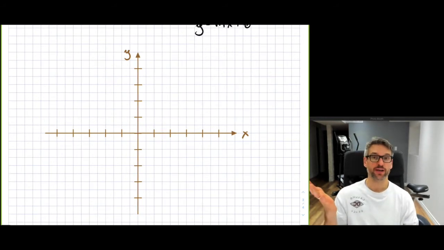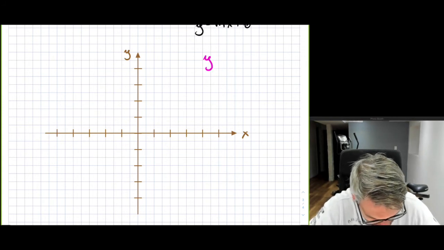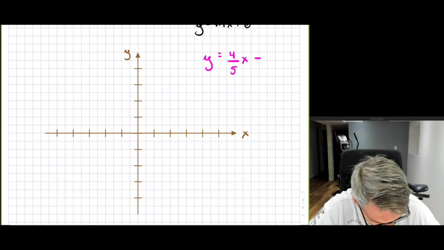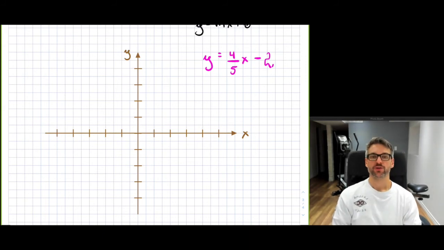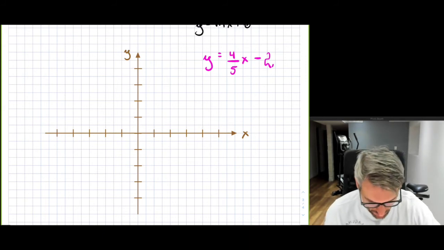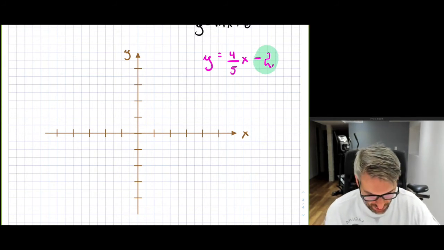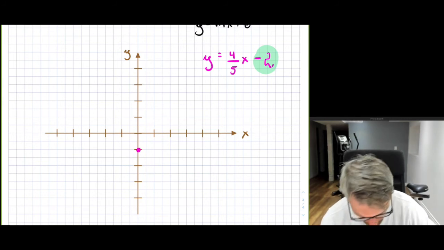Okay, let's do another example. We had a negative slope, so let's make this slope positive. For instance, let's make it y is equal to 4 over 5 x. And let's make the intercept negative, -2. Again, we first take our intercept. Notice it's negative, so we bring it down. Negative is right here, so that's -2 right there.